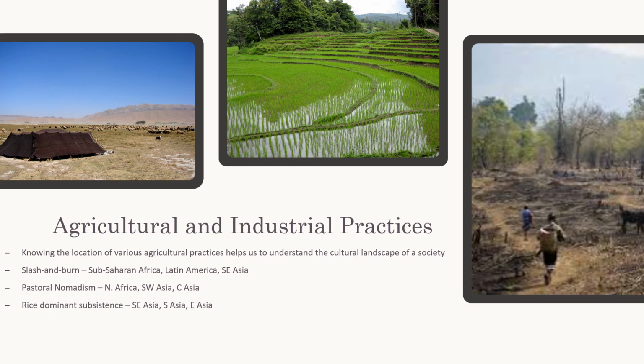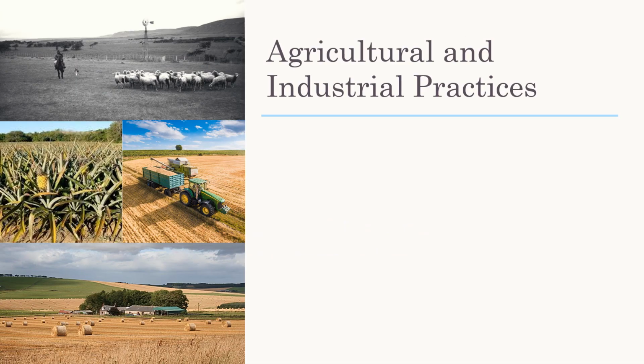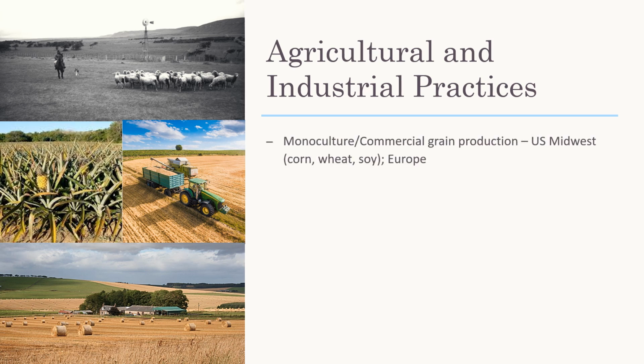When we think about rice-dominant subsistence agriculture, what we often see in the cultural landscape is terracing, right? Because these rice fields require wet paddies for the rice to be growing in. So it requires this terracing that occurs in our landscape, and that's prevalent in Southeast Asia, South Asia, and East Asia. So that's more of our subsistence agriculture. When we think about commercial agriculture, we're thinking about monoculture or commercial grain production. So this photo right here with this tractor, and also this photo in the bottom, where it's all one type of crop in the region.